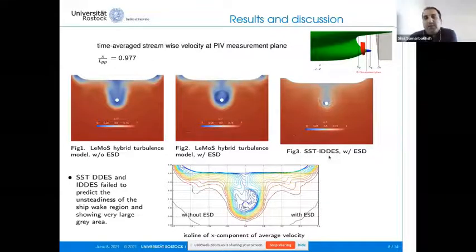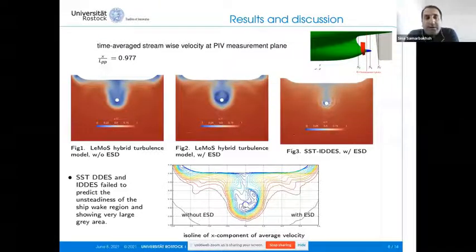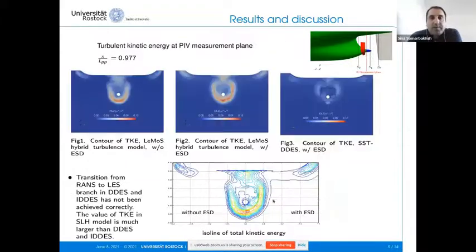As you can see, the SST IDDS cannot, in this picture, reproduce the unsteady effect in the wake of the ship, and the result is very similar to the pure RANS result. As I wrote also here, the SST DDS and also IDDS failed to predict the unsteadiness of the ship wake region because of a very large gray area. In the picture at the bottom, you can also see the difference in the flow field with and without the ESD. In the following slide, I'll also show a very close view of the influence of different turbulence models.